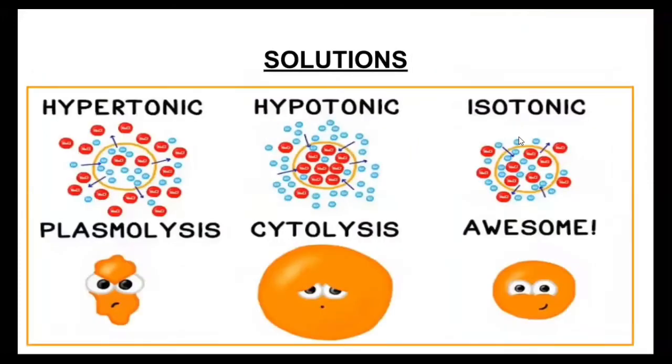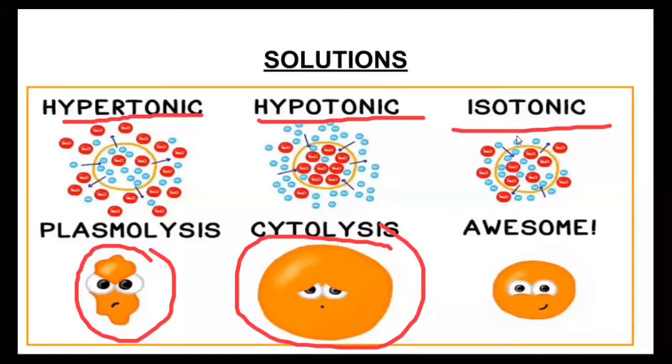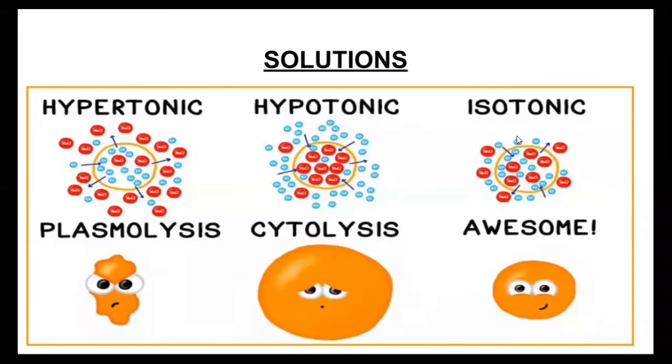Now let's see this diagram by the help of which we will be able to understand the condition of the cell in hypertonic, hypotonic and isotonic. So in case of hypertonic, the cell will shrink. See, it is looking so sad. In case of hypotonic, the cell will swell, and cytolysis can occur, means the cell can burst also. In case of isotonic, the cell remains same. Thus, you can see this happy and cheerful face of the cell.